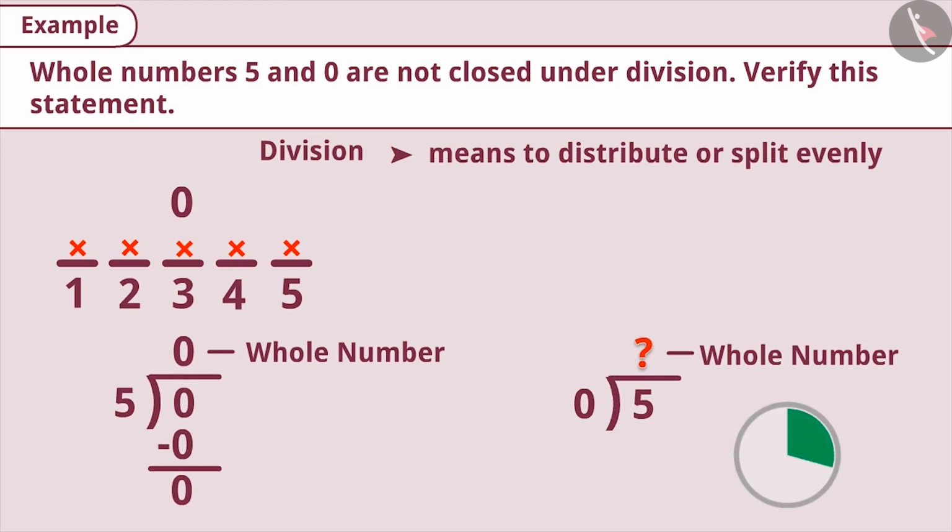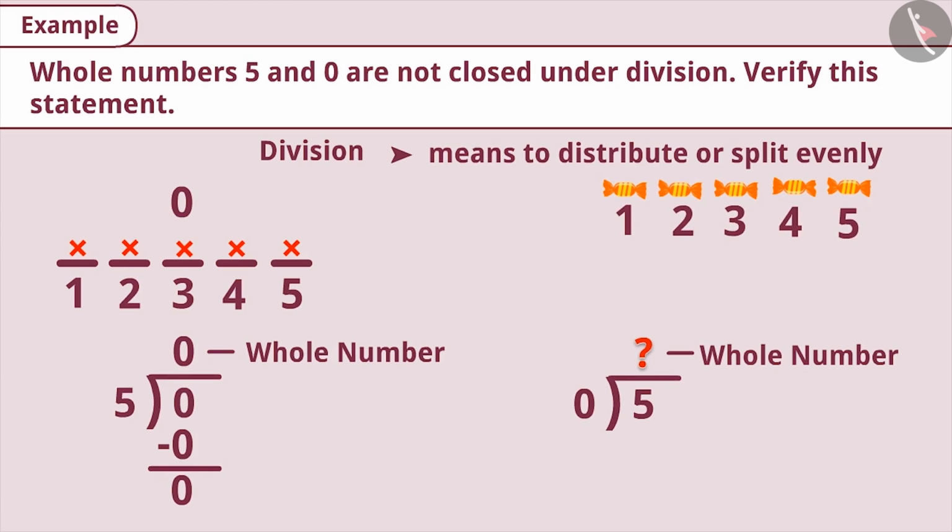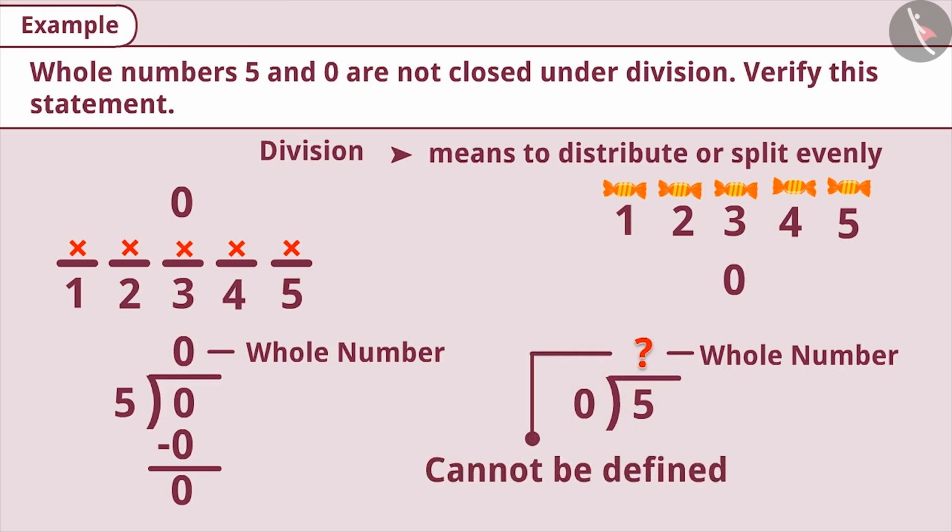Think for a while. If you have 5 chocolates, which you have to distribute equally among your 0 friends, then you will never be able to share them. That is, you will never get the result of division of 5 by 0. Therefore, 5 divided by 0 is not defined. That is, the result of 5 divided by 0 cannot be called a whole number. Therefore, whole numbers 5 and 0 are not closed under division.